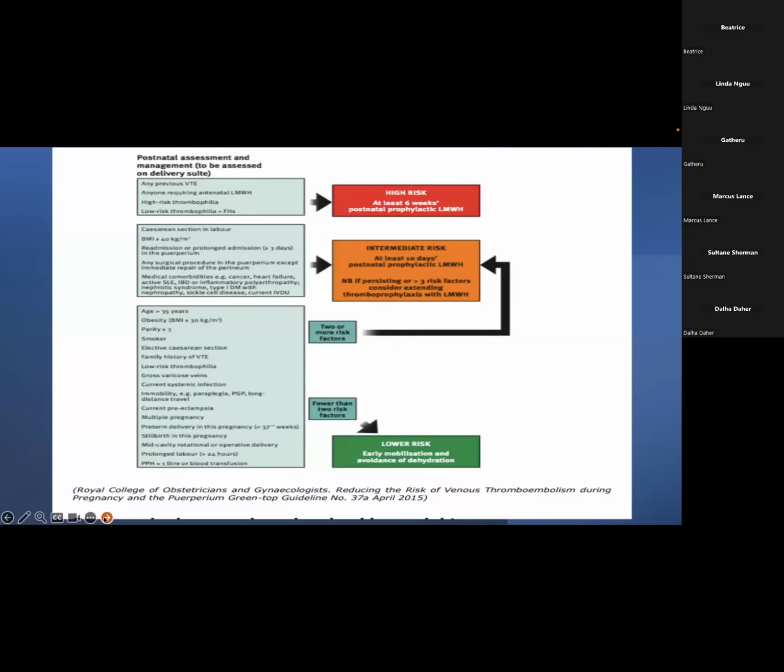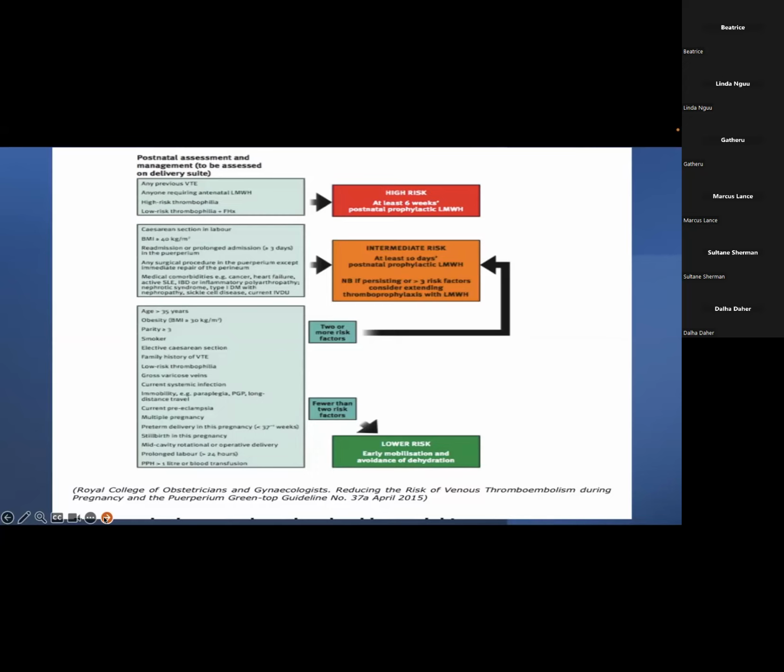IBD, or inflammatory polyarthropathy, nephrotic syndrome, type 2 diabetes with nephropathy, sickle cell disease, current IVDU, and so on. These are patients who are at intermediate risk, and they need at least 10 days of postnatal prophylactic low molecular weight heparin.